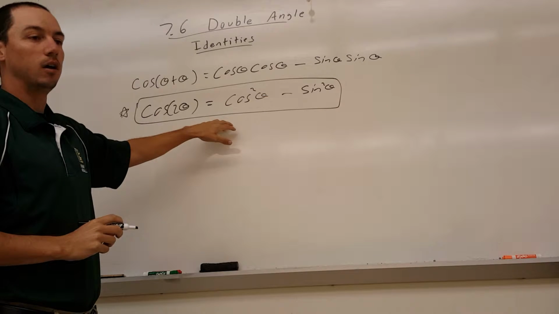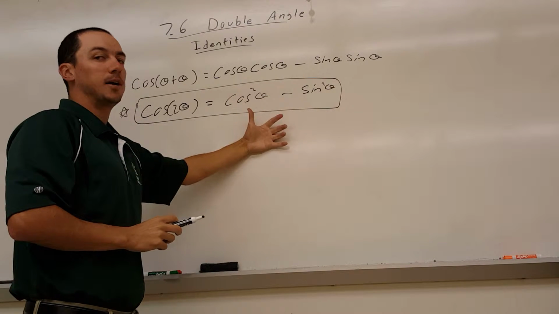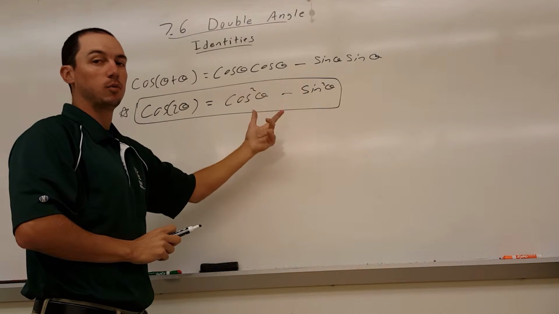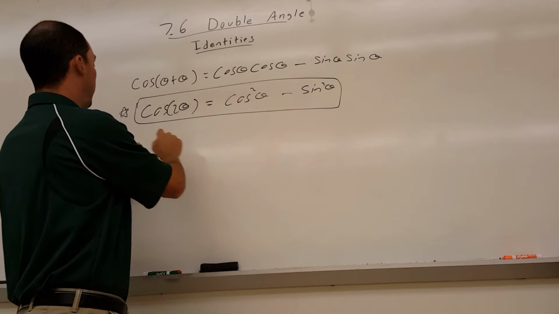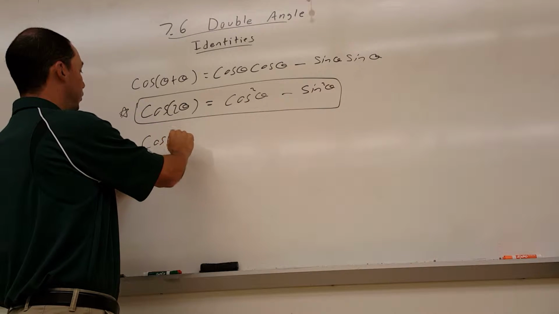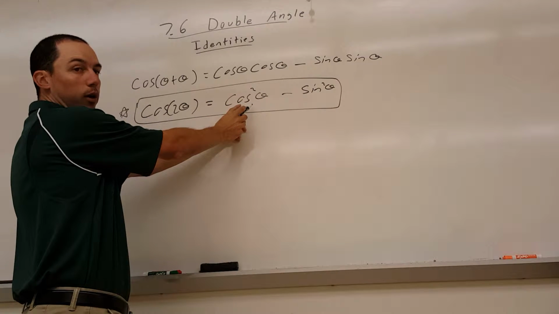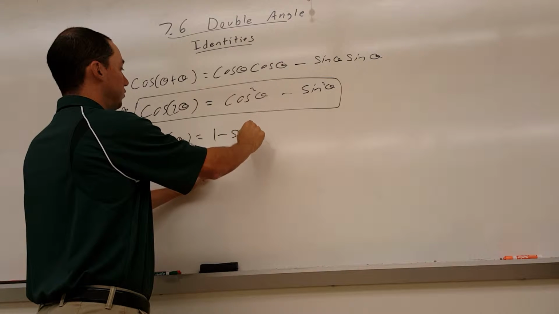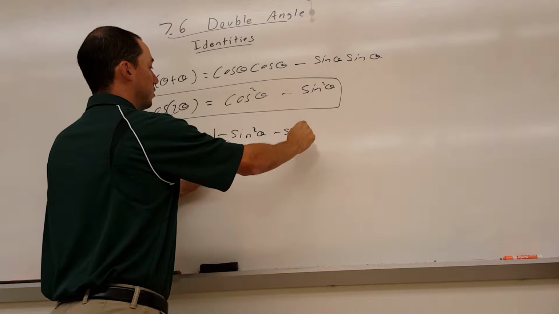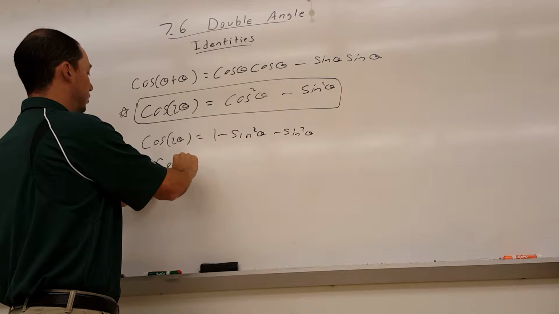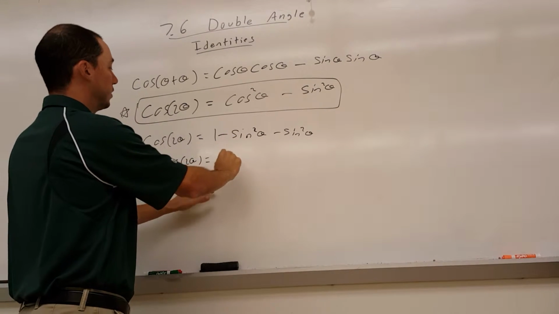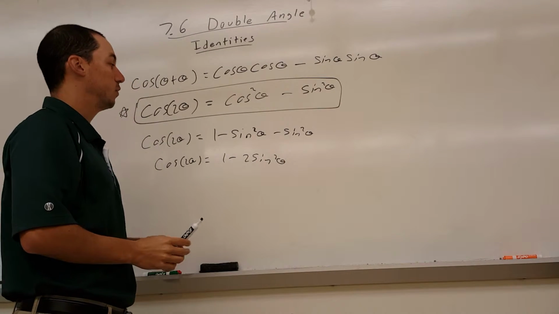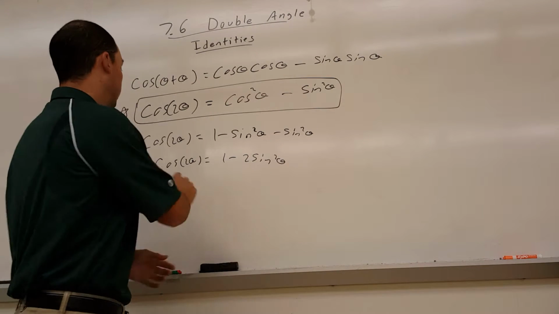Now you see this also written in alternate forms. Sometimes it's beneficial for us to not have cosine and sine in the same equation. Maybe we just want sine or just want cosine. So I can rewrite this as cosine of 2 theta equals, let's change cosine squared to 1 minus sine squared, Pythagorean identity, minus sine squared theta, which gives us 1 minus 2 sine squared theta. So depending on the information given in the problem, it might be beneficial to only have an equation with sine and not cosine.